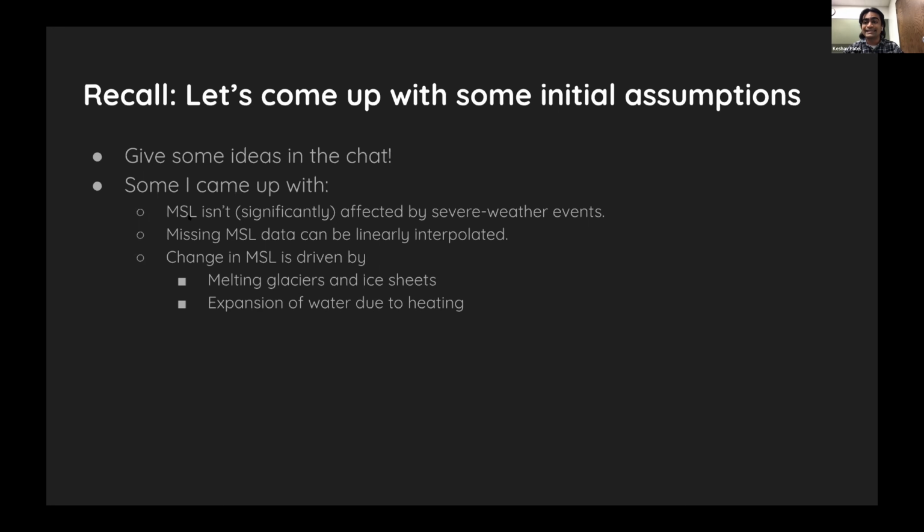So MSL, or the mean sea level, isn't significantly affected by severe weather events. This is kind of an averaging argument. If a hurricane comes through one of these parks and raises the sea level just temporarily, and then the hurricane dissipates, we don't really need to worry about the sea level change in that tiny stretch of time. The next thing: the missing mean sea level data can be linearly interpolated. Wesley also showed us that in the data set provided to us, in some places there's just not enough data, or there's a blank spot where some data should be, and we have to figure out what we're going to do there.